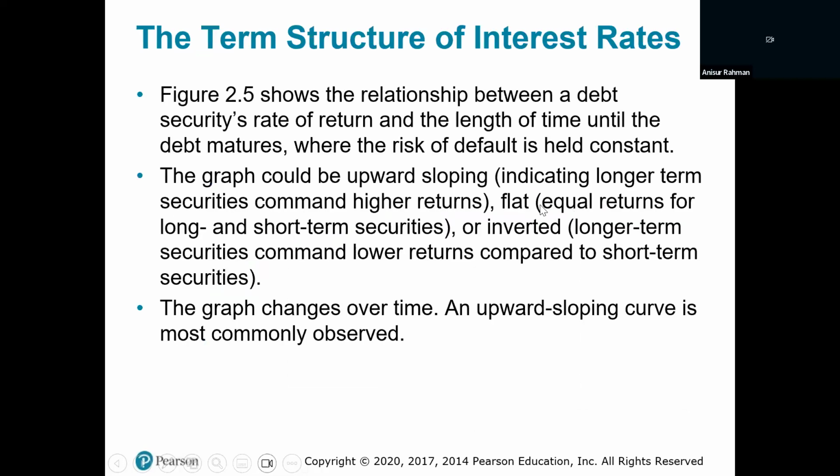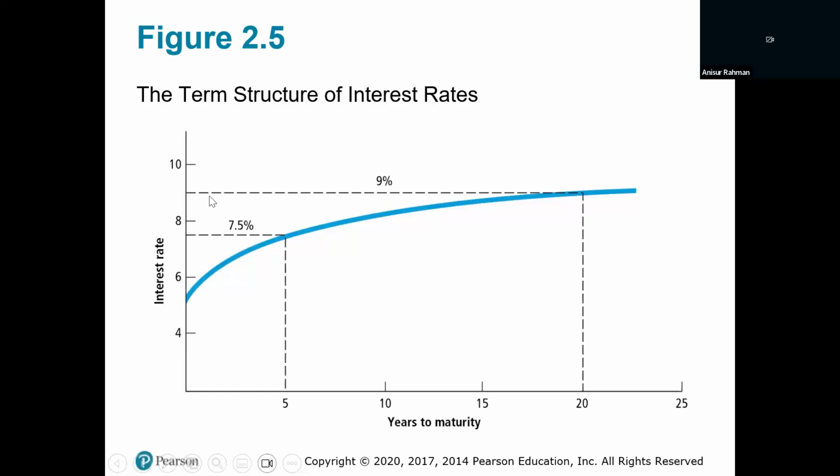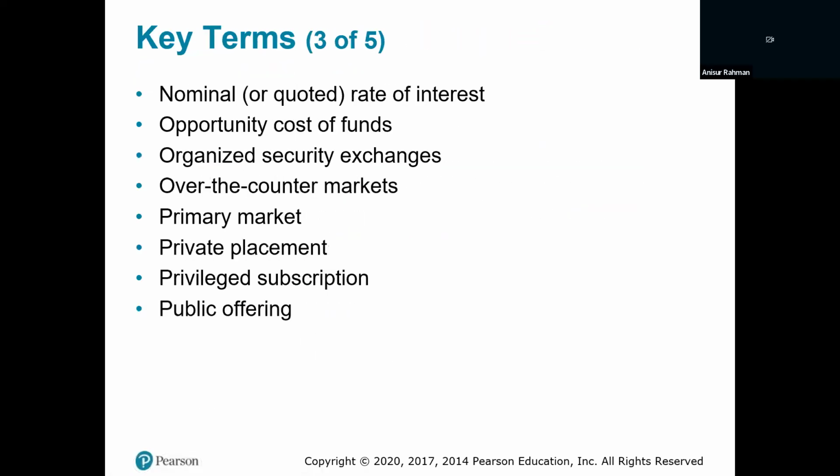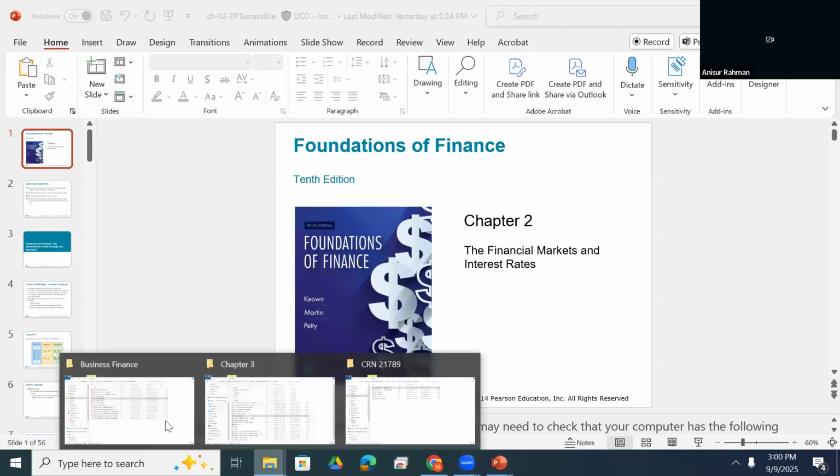It can be flat or it can be inverted. So longer term securities command lower returns compared to short term securities. So it will be inverted, meaning you will have a higher interest rate here, but then as you move to a longer period, it will go down. So that is about your chapter 2. Now chapter 3.